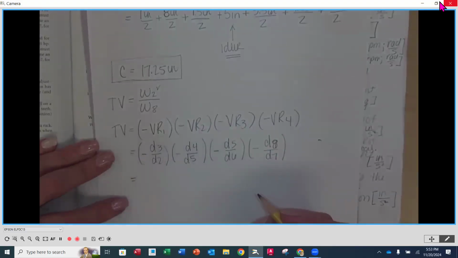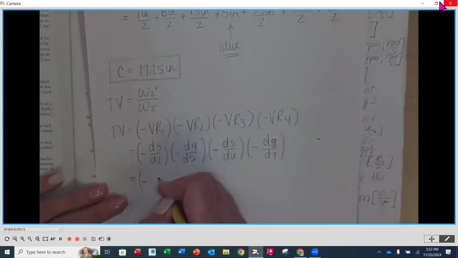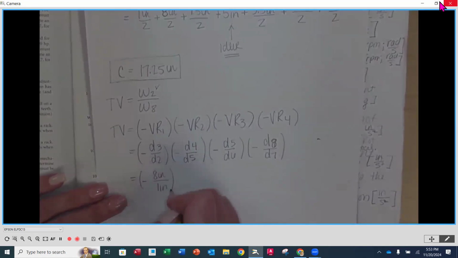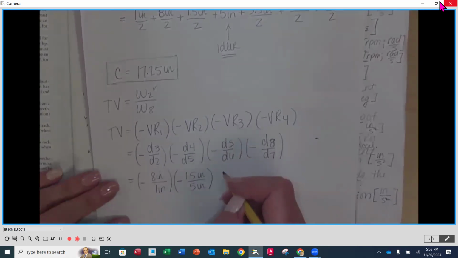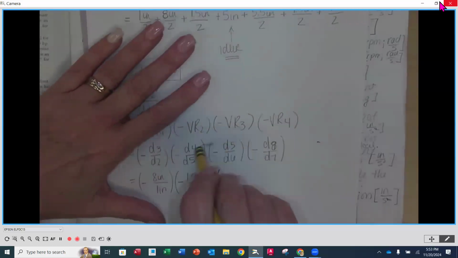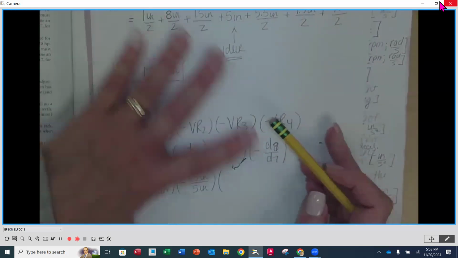So now we can put our values in. So we can say negative D3. So that's going to be 8 inches divided by 1 inch times negative D4, which is 1.5 inches divided by 5 inches. And then we've got, oh no, I did that the wrong way here. I'm so sorry. I have the 5s messed up.